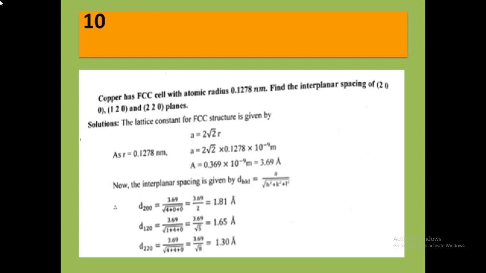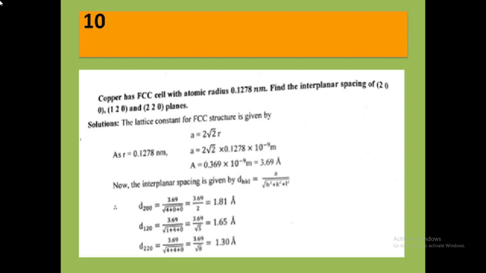Copper has an FCC cell with atomic radius 0.1278 nanometer. Find the interplane spacing of 200, 120 and 220. This is again an important MCQ. The lattice constant for FCC structure is given by a is equal to 2 root 2 R. Already they gave R is equal to 0.1278 nanometer, 10 to the power minus 9 meter. Therefore, a is equal to 2 root 2 into 0.1278 into 10 to the power minus 9 meter.